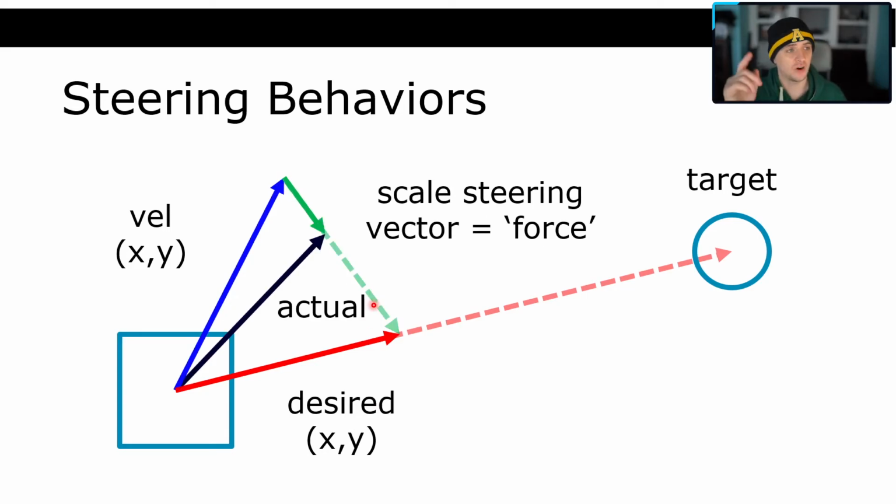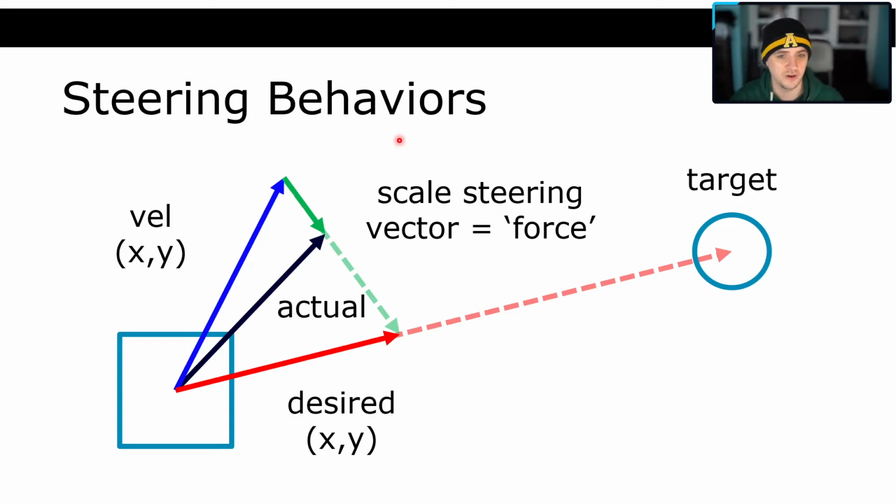I don't want to go all the way from my current velocity to the desired velocity, however. So what I'm going to do is scale the steering vector. And remember, scaling a vector is just multiplying it by some constant, right? If I have some scaled version of this steering vector, we can consider that some force acting on our current vector. If I'm currently heading in this direction and along comes the steering force, it's going to slowly push me in that direction.